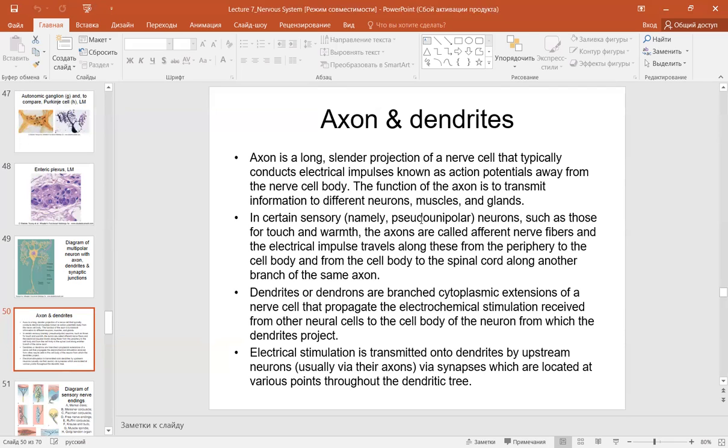In the pseudo-unipolar neurons. Dendrites or dendrons are branched cytoplasmic extensions of the nerve cell that propagate the electrical stimulation received from other neural cells to the cell body of the neuron from which the dendrites project. Electrical stimulation is transmitted onto dendrites by upstream neurons, usually via the axons, via synapses, which are located at various points throughout the dendritic tree.